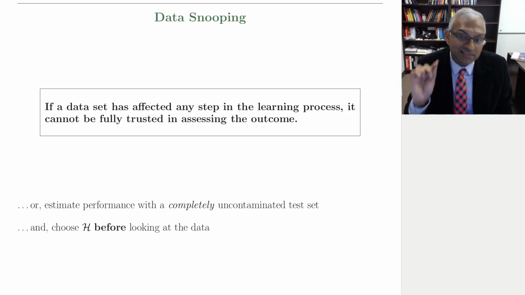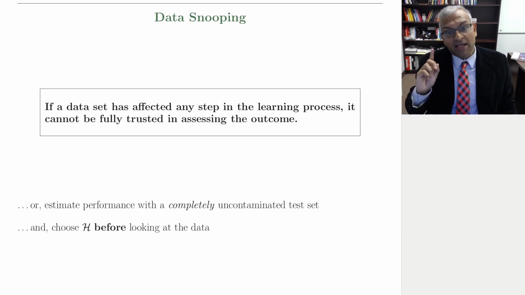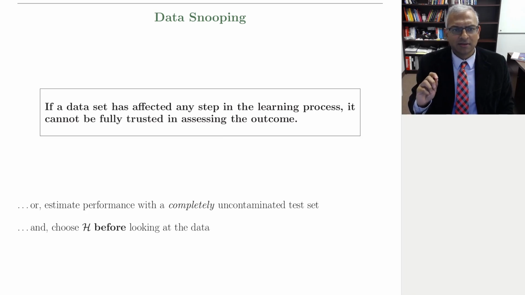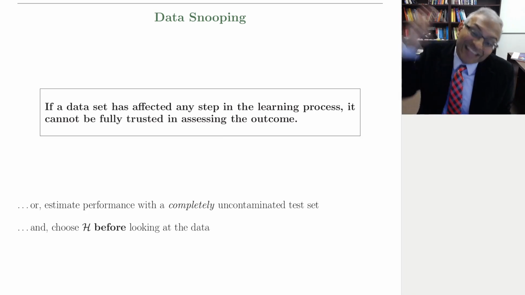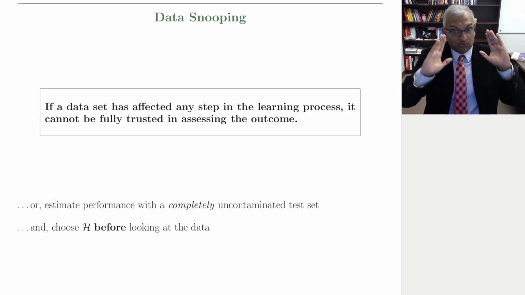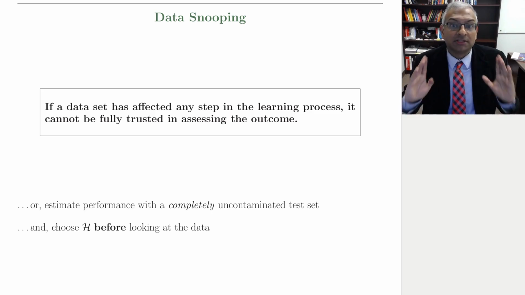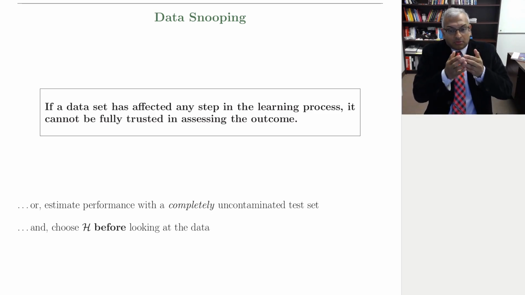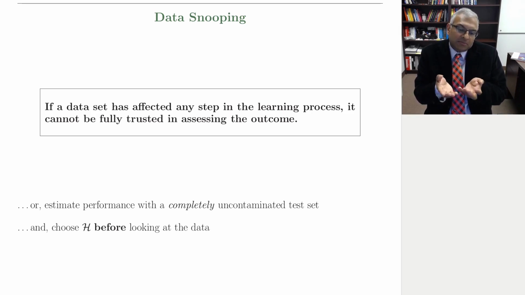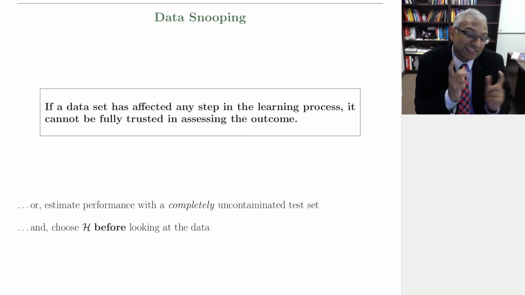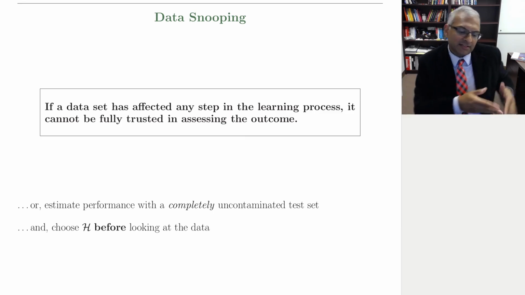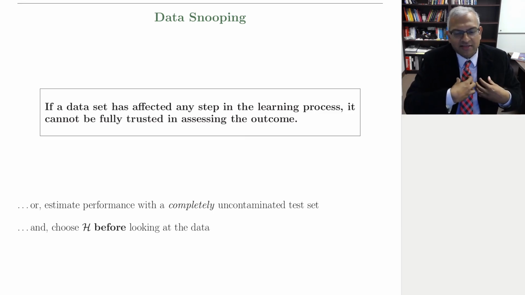Okay. Now let's summarize this in a principle. If the data has affected any step, any choice in the learning process, then the data cannot be trusted in assessing the outcome of that process. I'm going to repeat it because this is a very, very important principle. Because we use the data for learning, that means that we use the data to make some choices. For example, choosing the final hypothesis from the hypothesis set. That's the data being used for learning. It affects the choices we make.